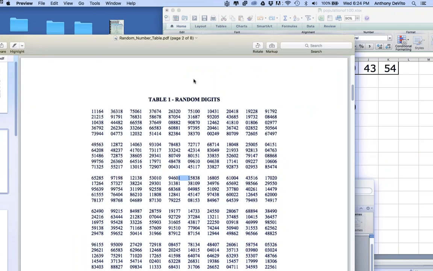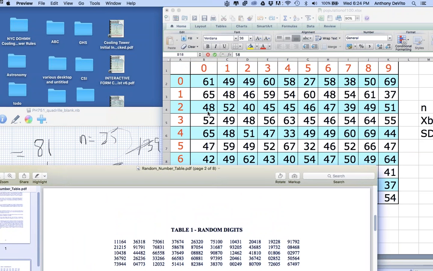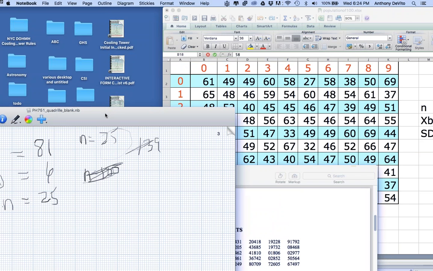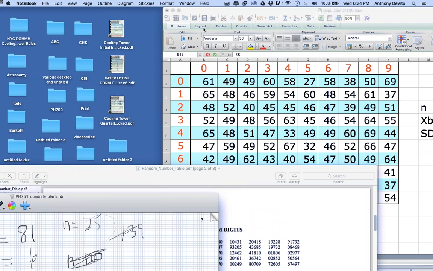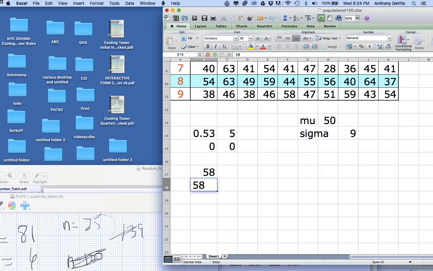Row 1, column 1 is going to be 48. Now I've got a number that's less than 50, less than what I know the population mean to be. I'm going to go ahead and do this 9 times. That's my random sample of 9 individuals from this population.